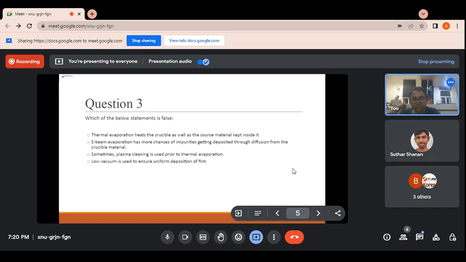So next we are moving towards question number 3. Which of the below statements is false? The first statement is that thermal evaporation heats the crucible as well as the source material kept inside it. The second is that E-beam evaporation has more chances of impurities getting deposited through diffusion from the crucible material. The third option is that sometimes plasma cleaning is used prior to thermal evaporation. And the fourth option is that low vacuum is used to ensure uniform deposition of film. So at first go through the question carefully, then try to give the answer.